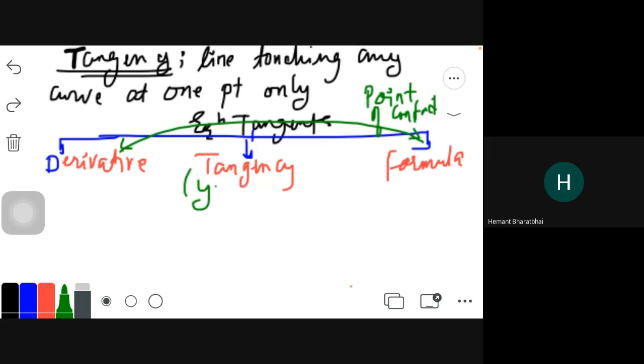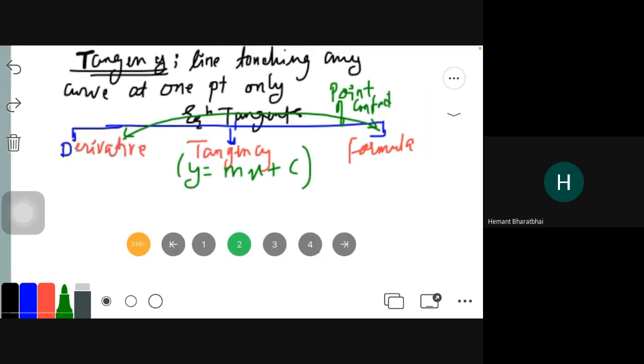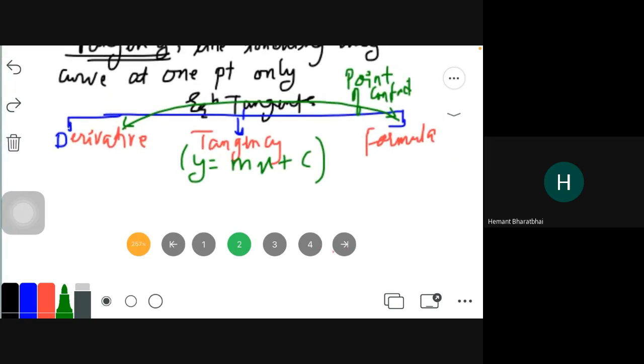But the beauty of this is we know the equation of a line can also be given as y is equal to mx plus c, which is the slope intercept form. If there is any line y is equal to mx plus c, and if that line wants to be tangent to the curve, then it has to satisfy a certain condition, and that condition is called the condition of tangency. This is the more general method. So when we don't know the point of contact, we can go for this. So there are three methods to find the equation of the tangent.